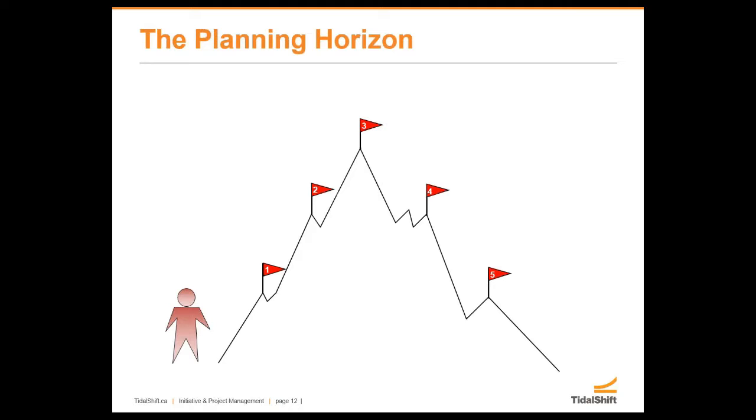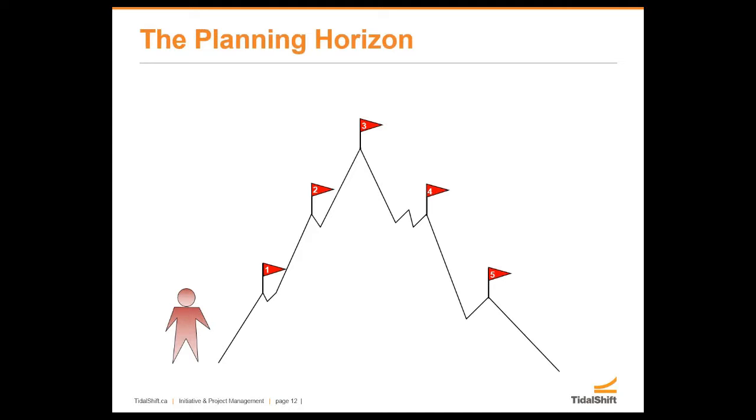I can see Camp 1. And I've got a very clear view of my ascent from base camp to Camp 1. My view from Camp 1 to Camp 2 is not quite as clear. And similarly from Camp 2 to 3, the summit, from 3 to 4, can't see that at all, from 4 to 5.